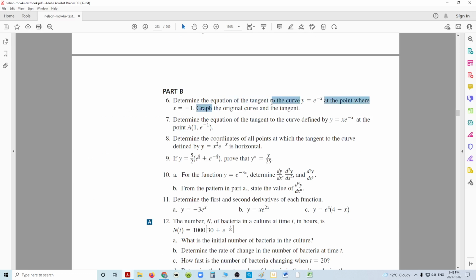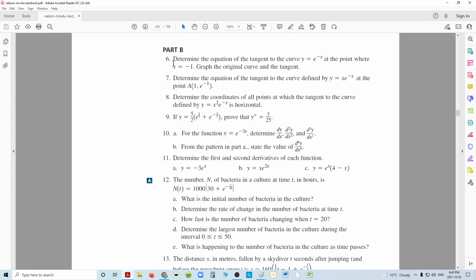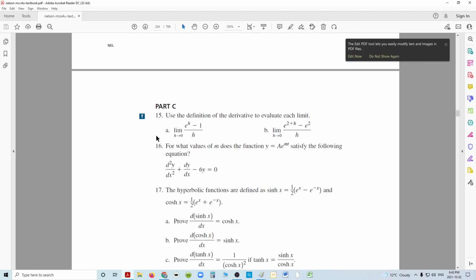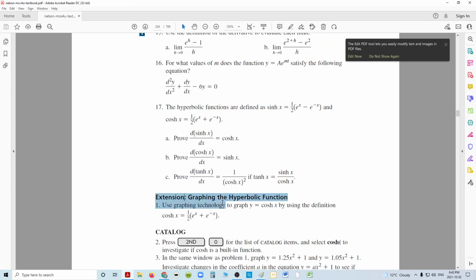Determine the equation of the tangent of the curve. Okay. Determine the equation of the tangent of the curve. Pretty much what we did. Oh, that's okay. That's interesting. Okay. Determine the coordinates of all points at which the tangent of the curve defined by this is horizontal. Is horizontal. Okay, interesting. Ugh. Interesting. Okay. I will get to this, and I can see that 6 through 11 is challenging. 12 to 14 is even more challenging, and 15 to 17 is going to be mind-blowing, especially a hyperbolic function.